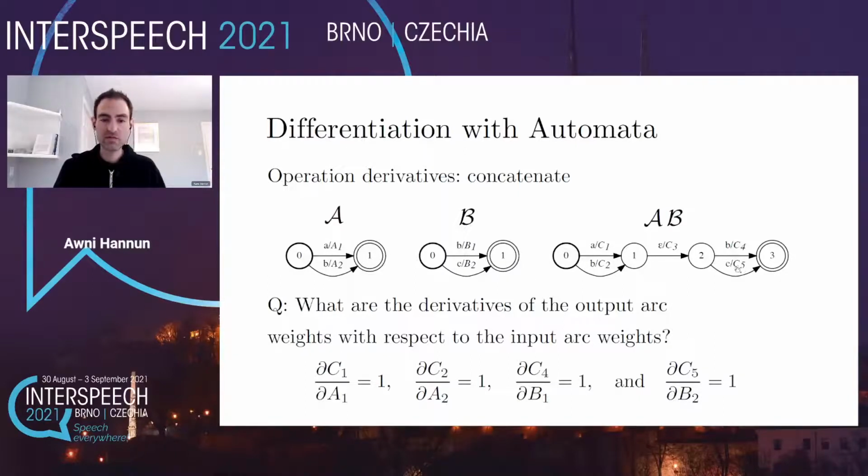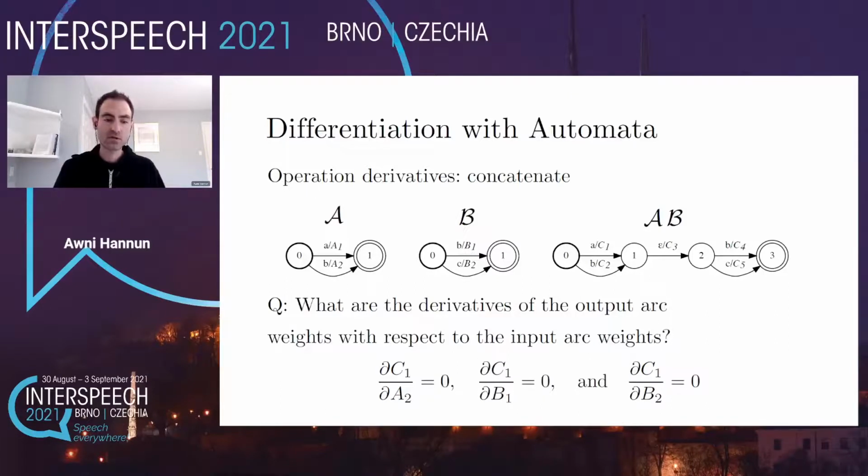C sub 5 comes from the arc weight B sub 2, and the derivative is 1 because a small change in B sub 2 leads to the same size change in C sub 5. If B sub 2 was 3 instead of 2, then C sub 5 would be 3 instead of 2. So the slope is 1; any changes in C sub 5 exactly reflect changes from B sub 2. So those are the non-zero derivatives.